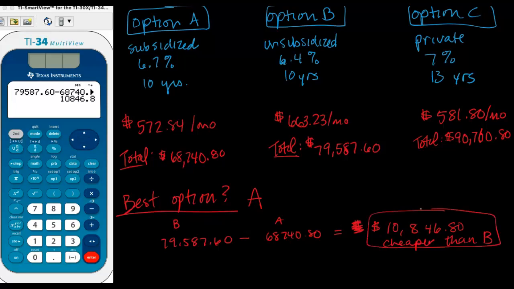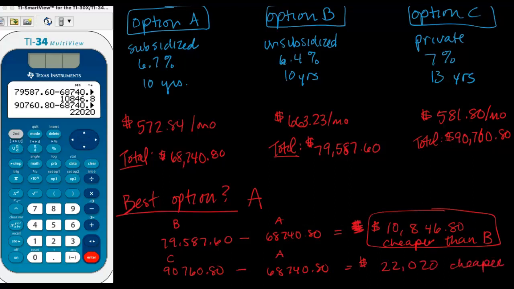And then if I wanted to compare C with A, I could take the total for C, so $90,760.80 minus the A amount, $68,740.80, and subtract those two. So I'm going to do that real quick. And we get a difference of $22,020. So that's really significant difference. So A is that much cheaper than C.